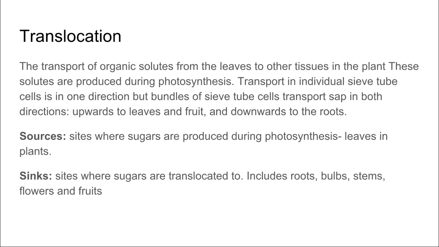We do have two different sites in this translocation theory, and one is the source. These are the sites where sugars are produced during photosynthesis, and it mainly is the leaves in the plant. And then we have our sinks, which is where the sugars are translocated to. This is mainly roots, bulbs, stems, flowers, and fruits.